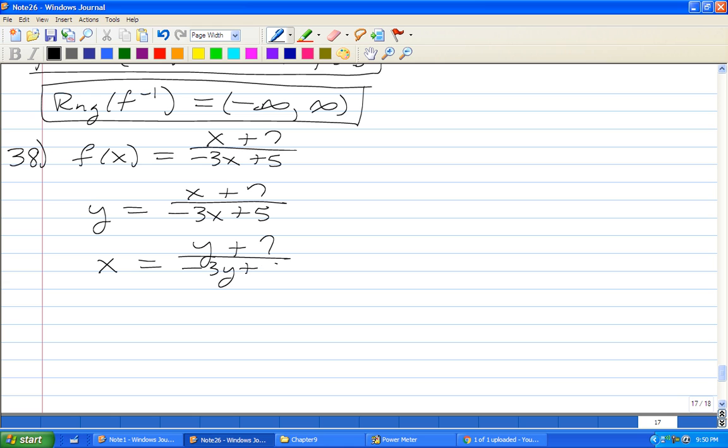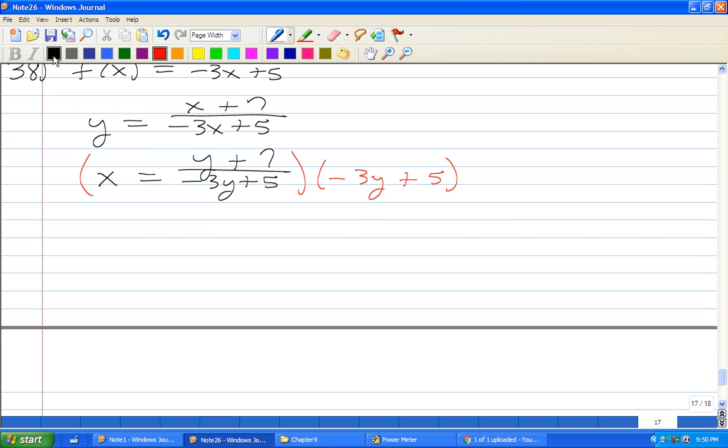Next, let me multiply both sides of my equation by the least common denominator, in this case the only denominator, negative 3y plus 5, to get rid of the fraction. And so I have negative 3xy plus 5y equals y plus 7. Now let me try to solve for y. I'm multiplying x times 5, it should have been 5x.